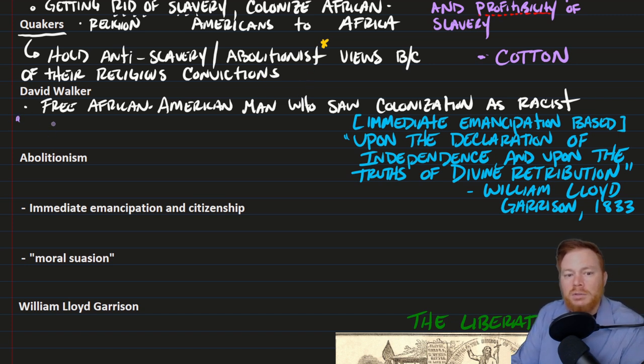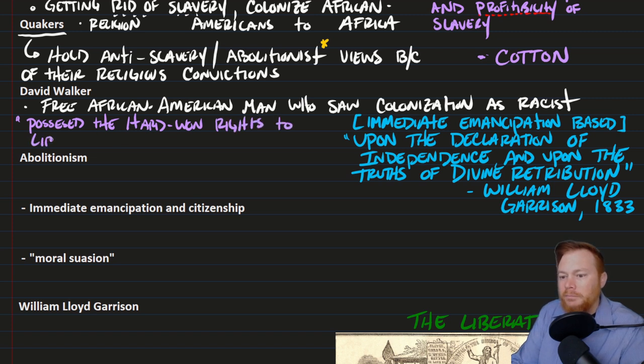David Walker said that African Americans possessed the hard-won rights to liberty. In other words, enslaved Africans and free African Americans ought to be able to enjoy what every other American enjoyed.